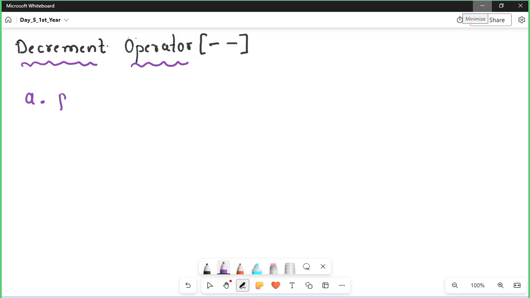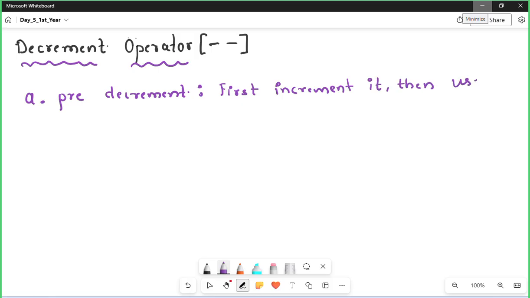So in this also there are two types, pre-decrement and post-decrement. Pre-decrement means first decrement the value, then use it in the expression. That is the meaning of pre-decrement.